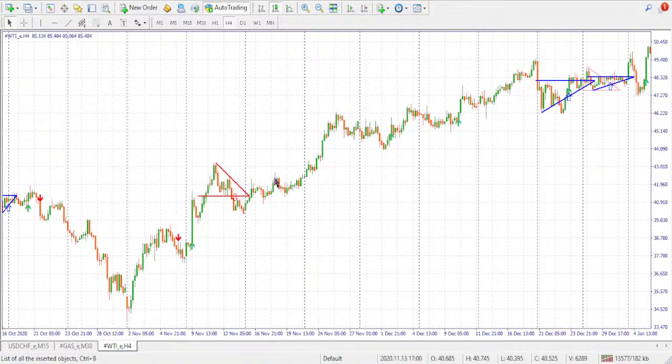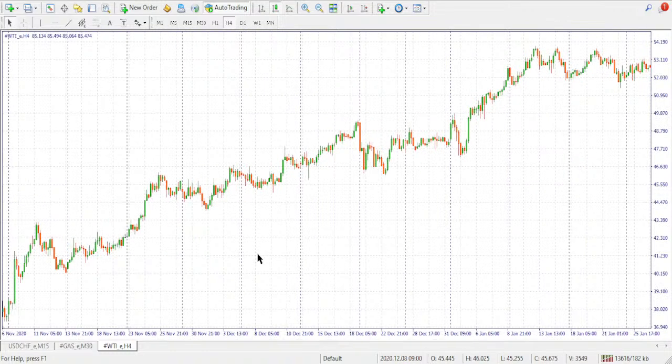We'll remove these indicators. We'll remove all of them so that we have a clean chart. A second. We are clean now.